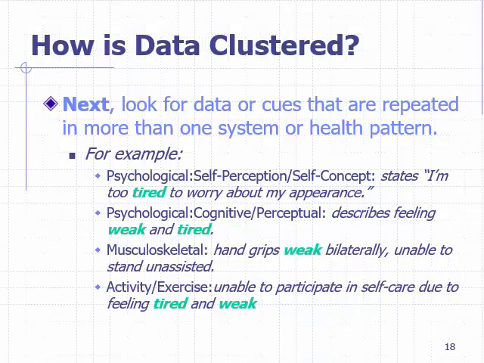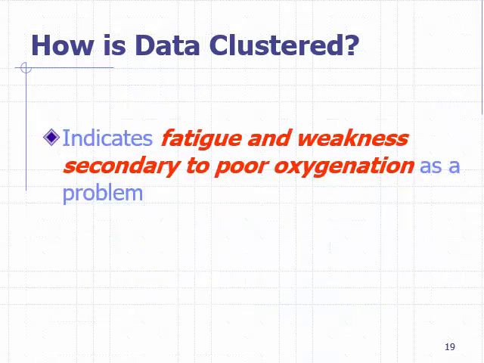In the physiological, under self-perception and self-concept, the patient states, "I'm too tired to worry about my periods." Under psychological, cognitive, perceptual, you have the patient describing a feeling of weak and tired. Musculoskeletal shows that hand grips are weak bilaterally and they're unable to stand unassisted. And activity, exercise, they're unable to participate in self-care due to feeling tired and weak. When you put this all together, these data clusters indicate fatigue and weakness, which is secondary to poor oxygenation as a problem.